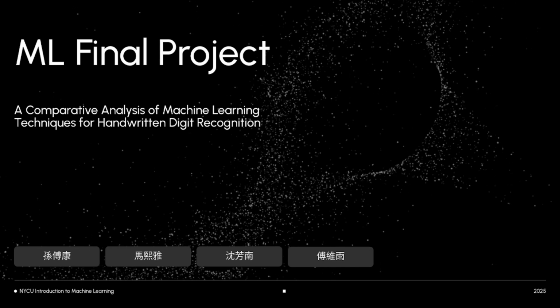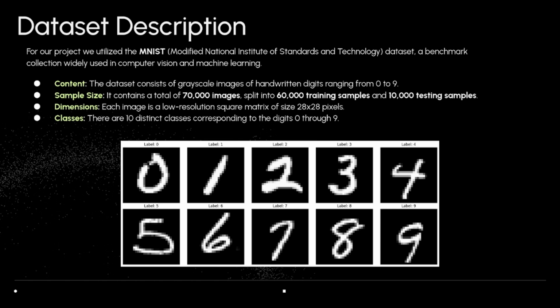For our machine learning final project, we have decided to do a comparative analysis of machine learning techniques for handwritten digit recognition. So for this project, we have decided to use the MNIST dataset, which contains 70,000 images. We are splitting 60,000 training samples and 10,000 test samples.